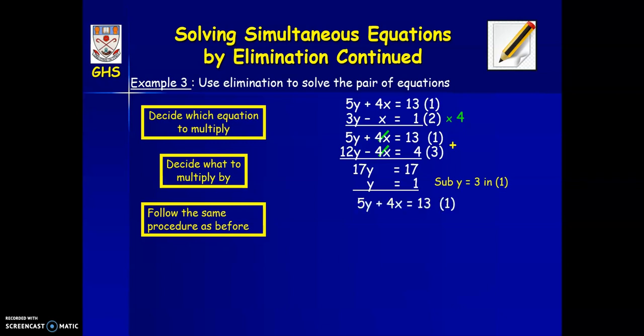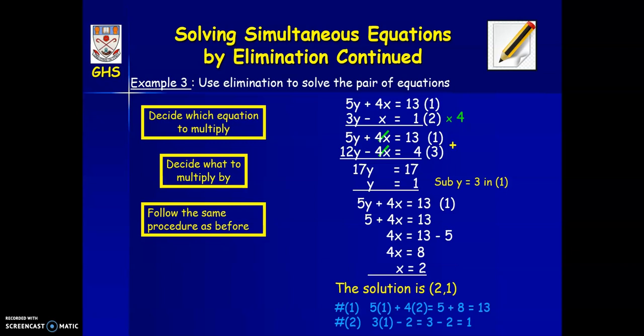So 5y plus 4x equals 13 becomes, so 5 times 1 is 5, plus 4x is 13. Take the 5 over and take it away. So 4x equals 8, so x equals 2. So our solution is x equal to 2, y equal to 1, so the coordinate would be 2, 1.